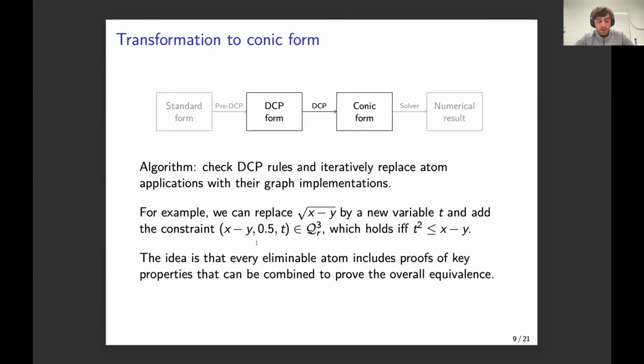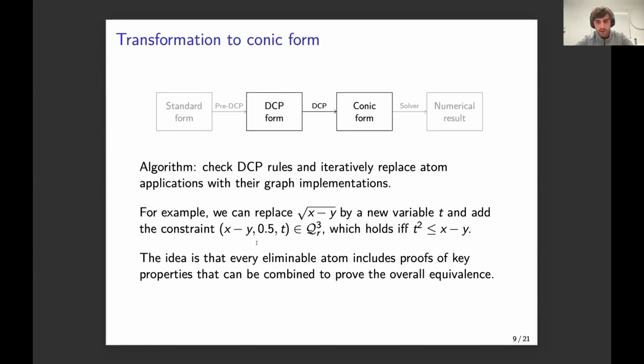So how do we do it in CvxLean? How do we reduce this problem to conic form? The idea is the same. We check the DCP rules and replace atom applications with their graph implementations. So in the example I showed, there is a square root of X minus Y. This needs to be replaced by this constraint in the quadratic cone, introducing a new variable. It's not important in the definition, but the point is that this is the same as saying t squared less than X minus Y. This is something that unverified frameworks will do as well.